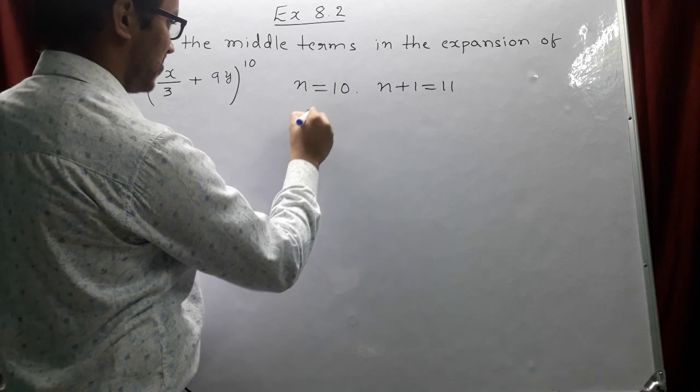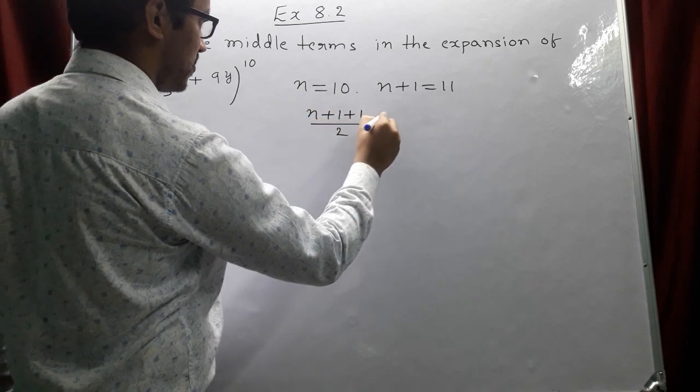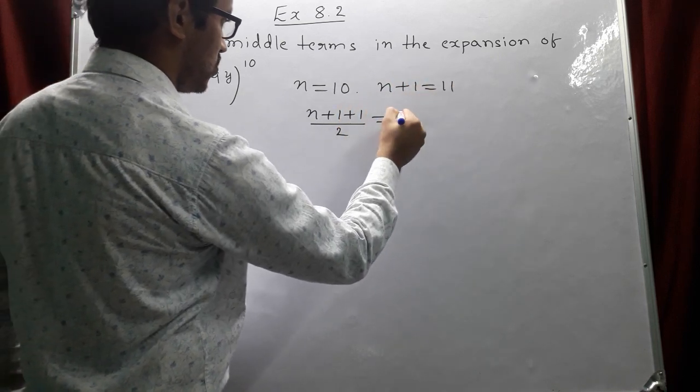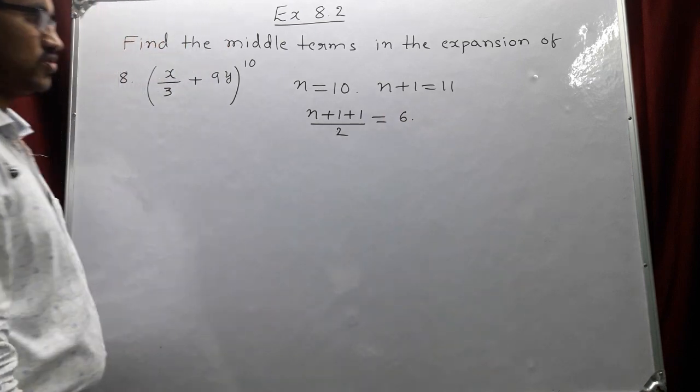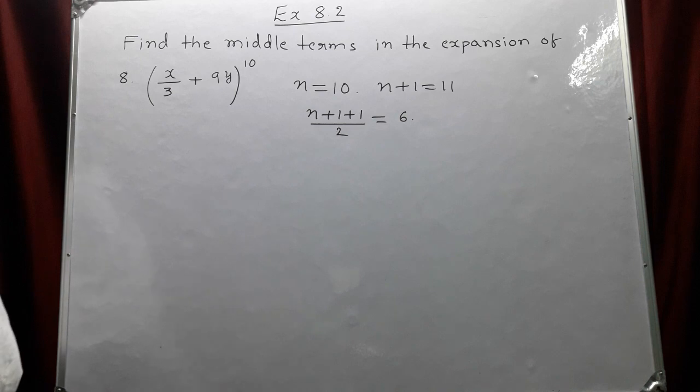So the middle term is given by (n plus 1) by 2. That is, n plus 1 is 11 plus 1, 12 by 2, which is 6. So the sixth term is the middle term in this binomial expansion. So we have to find the sixth term.